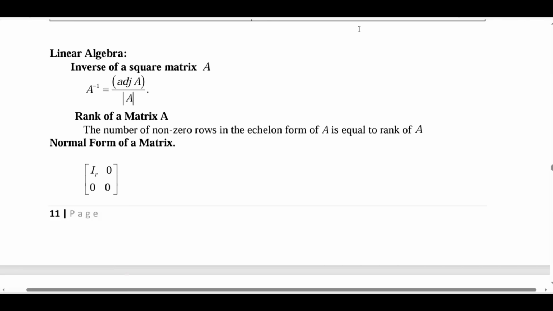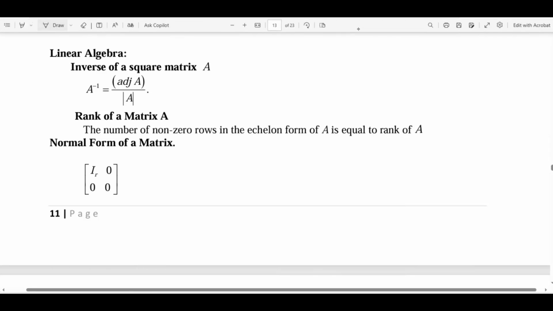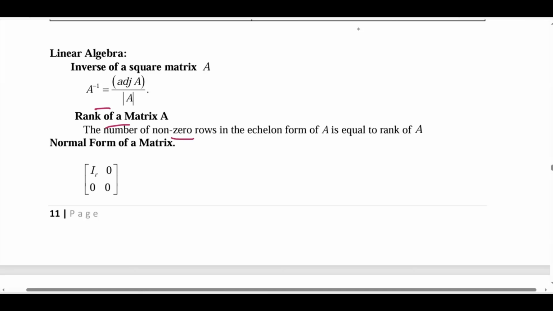Then you have linear algebra, that is the inverse of a square matrix. A inverse is equal to 1 by determinant of A into adjoint A. Then rank of the matrix: the number of non-zero rows in the echelon form of A is equal to the rank of A. Then normal form will be [I_r 0; 0 0].